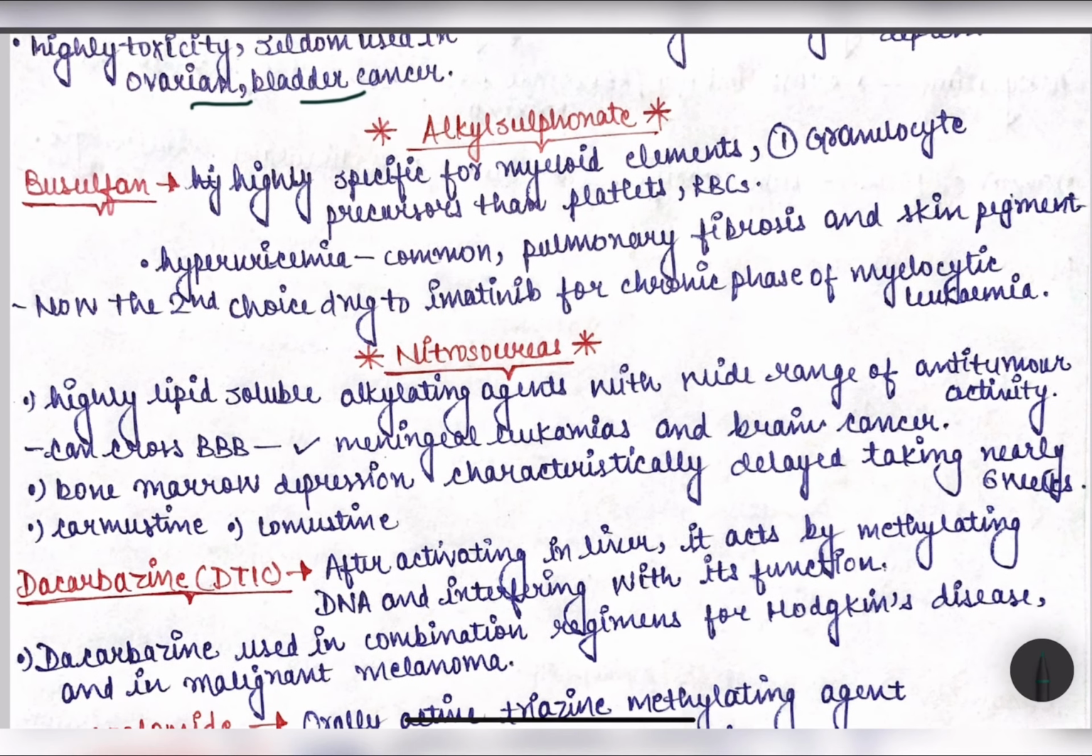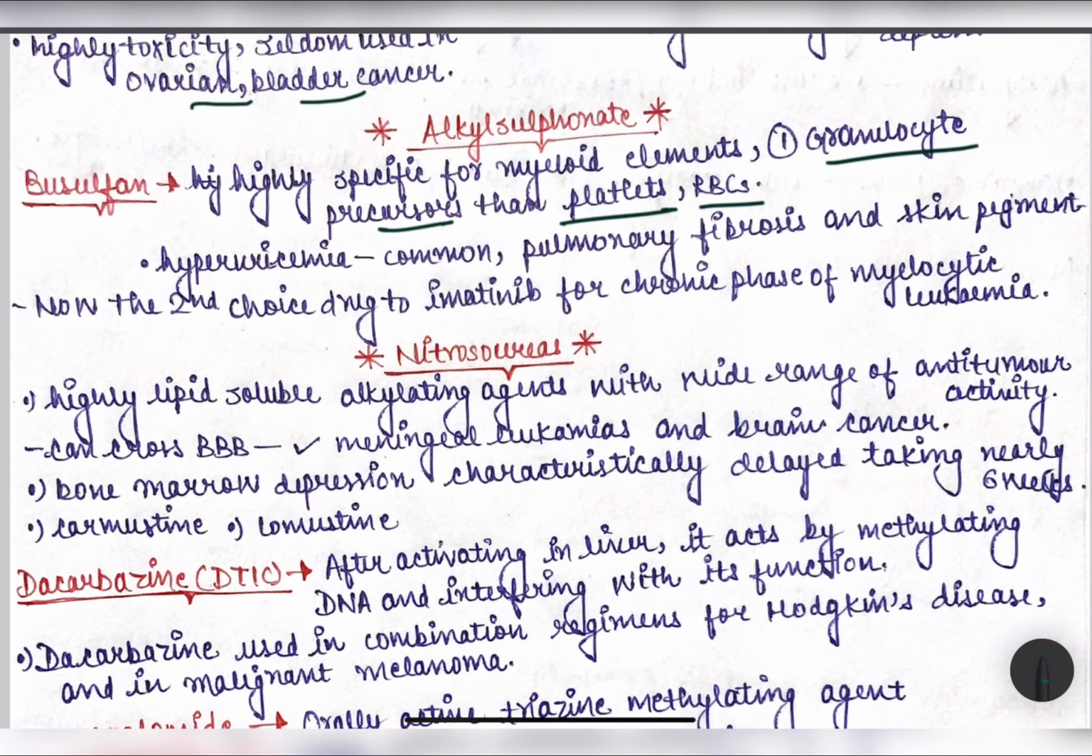Now the alkyl sulfonate, in which we have busulfan. It is highly specific for myeloid elements. Myeloid elements we had studied in physiology, like granulocyte precursors. Firstly, it is most specific for granulocyte precursors. After that, we have platelets and then RBCs. And hyperuricemia is common because of that.